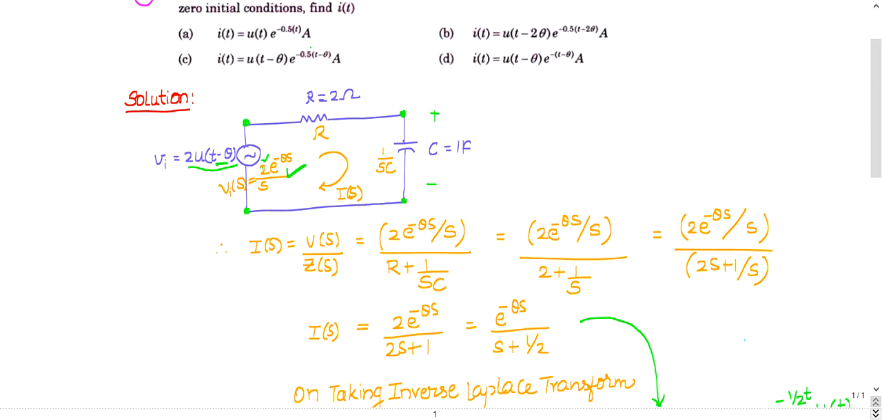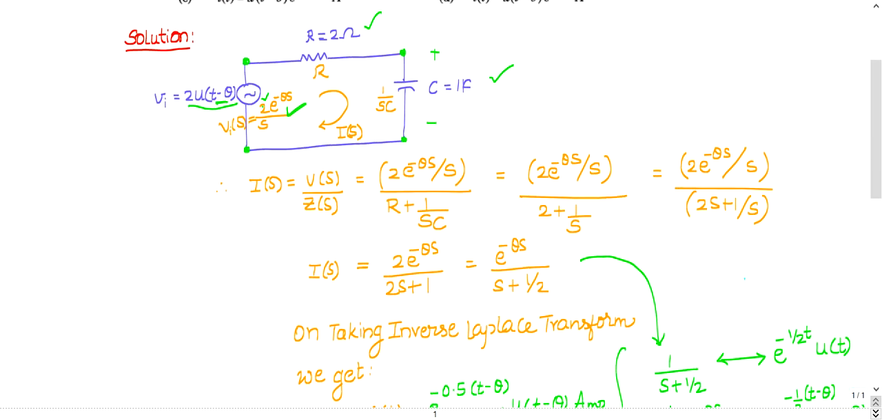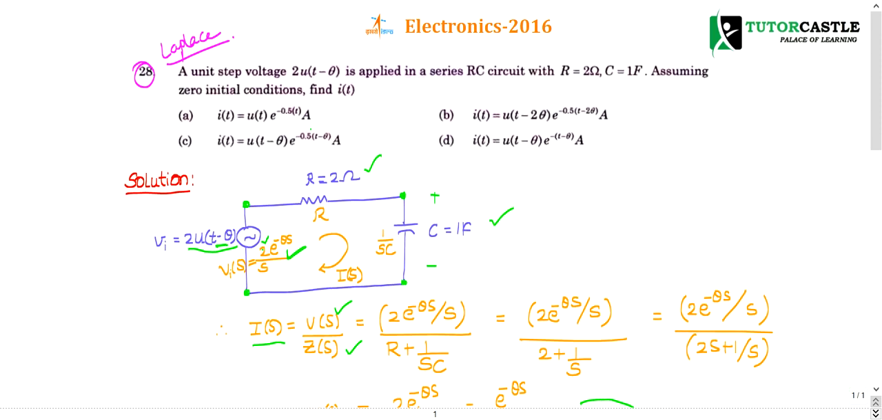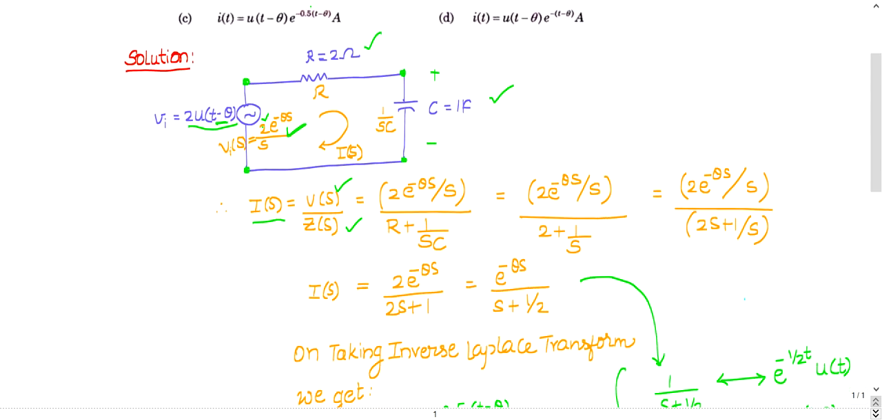Fine. So R is given 2 ohms, then capacitor is given 1 farad. Now what he is simply asking is, what is the current? That is very simple. Current is nothing but I of s. I am completely doing this in terms of Laplace. I of s is nothing but input voltage by total impedance. Sorry, he is not asking output voltage, he is simply asking current, so no need of output voltage.